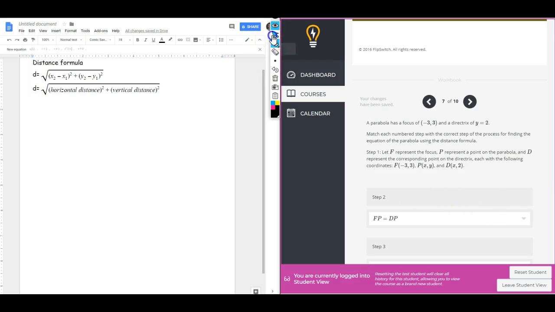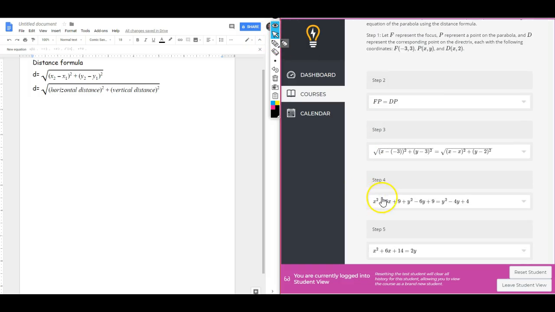So step 1 is first noticing that from the focus point to the parabola, that distance has to be equal to the distance from the directrix to the parabola. So that is step 2, first noticing that the distance from the focus point to the parabola is equal to the distance from the parabola to the directrix. That's what a parabola is by definition. So that is step 2.